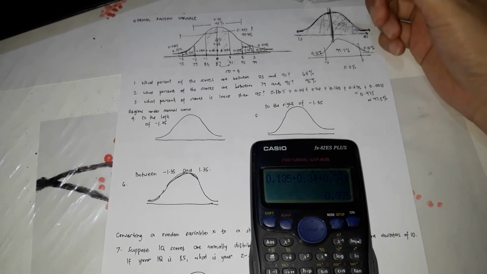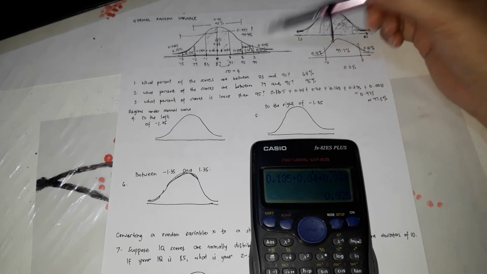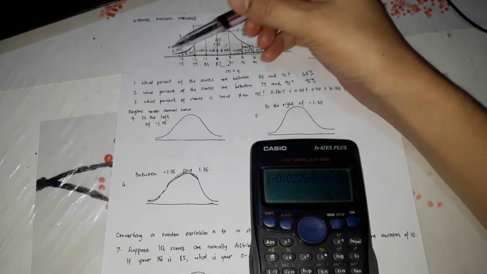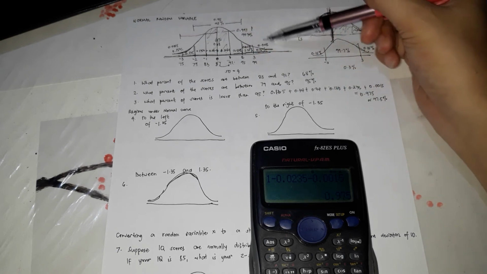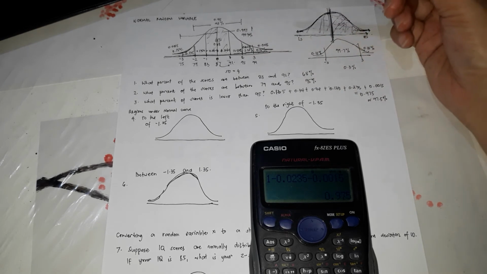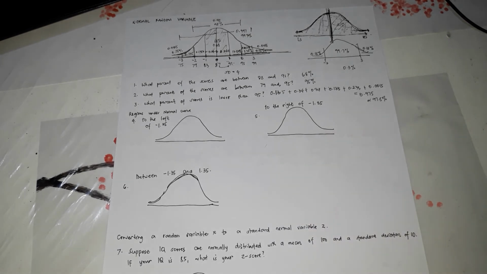Another process for this one is that you could solve this by subtracting, because the total area is 1. You could subtract 1 minus 0.0235 minus 0.0015. So the result would still be the same, 0.975. Kasi nga lower siya nitong 95. So ito, because this is 1, bawasan mo nito, that's also the result.